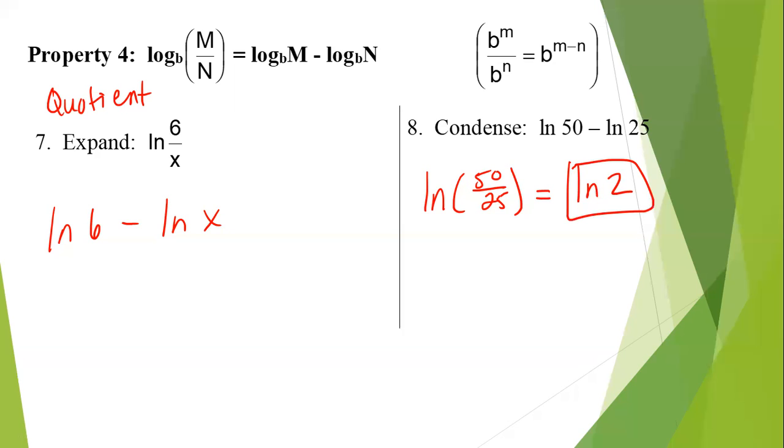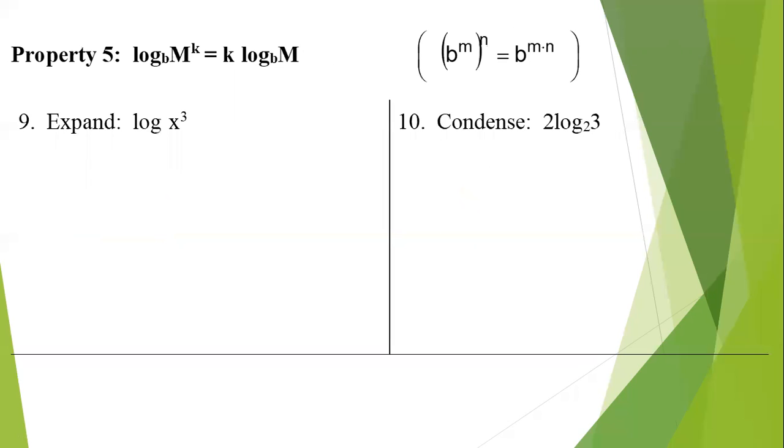Quotient property. All right, property number 5 is our power property. It's how we deal with the power. Now, back in Algebra 1, you learned that if you have a power raised to another power, that just means you're multiplying those two powers, right? Yeah, remember that? All right, when it comes to log properties, the power rule is that your power can become a coefficient. It can become a factor. So your power can be a factor or coefficient.